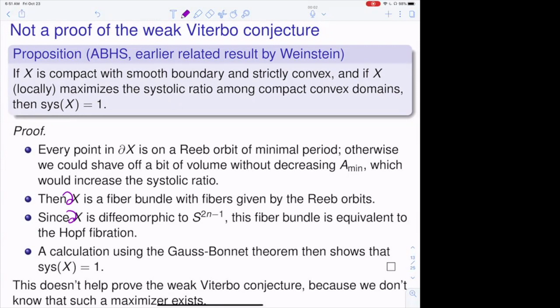such a maximizer of the systolic ratio with these properties exists or not. You notice also that in the middle of the proof, I never used convexity. So the same argument shows that if I have a local maximizer, which is star-shaped, then the systolic ratio is 1. And there are famous problems in geometry where there's a proposition like this, and they're local maximizers, but they're not global maximizers, and no global maximizer exists. But anyway, despite those flaws, this is maybe a little motivation for why the weak Viterbo conjecture might be plausible.